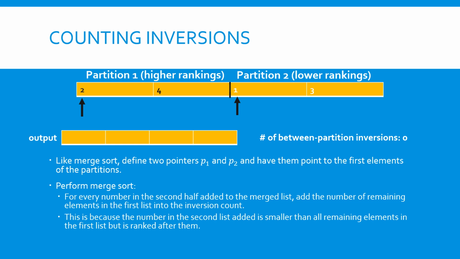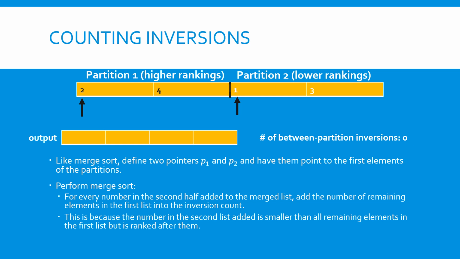Meanwhile, since we are pushing the number to the merged list, it means that it has a smaller value and is ranked higher in the second ranking than all remaining numbers in partition 1. Together, they match the definition of inversion. So, the pushed number from partition 2 forms inversion with every remaining number in partition 1.